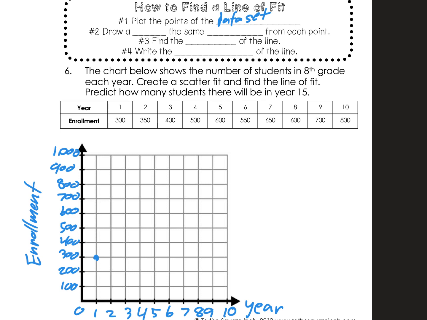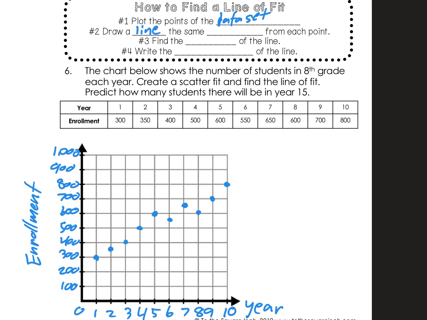So our first point is 1, 300. Our second point is 2, 350. Our third is 3, 400. Then we have 4, 500. 5, 600. 6, 550. 7, 650. 8, 600. 9, 700. And lastly, 10, 800. This is what the scatter plot should look like.